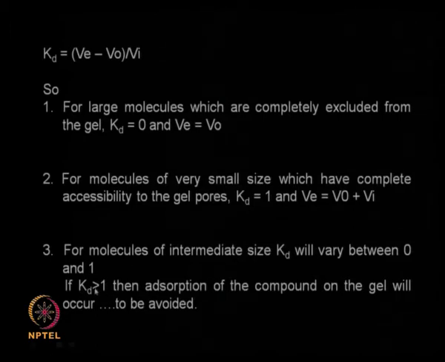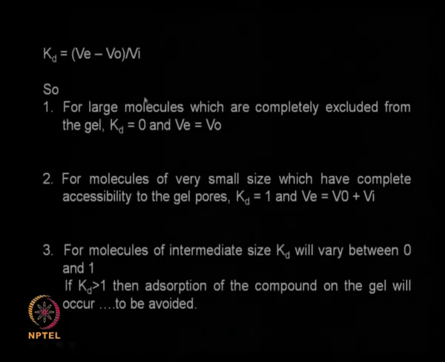Okay, if Kd is very large, greater than 1, then what will happen? Adsorption of the compound on the gel will occur, okay. The compound will get adsorbed, and then it will not get desorbed. This gel filtration is just doing a filtration job, it is not doing an adsorption process, one needs to keep that in mind. So gel filtration is only acting as a filtration equipment, it is not acting as an adsorbent. So we do not want Kd very large, greater than 1, because if it is so then the solute gets adsorbed on the gel, and it is almost like an adsorption column rather than a gel filtration column.